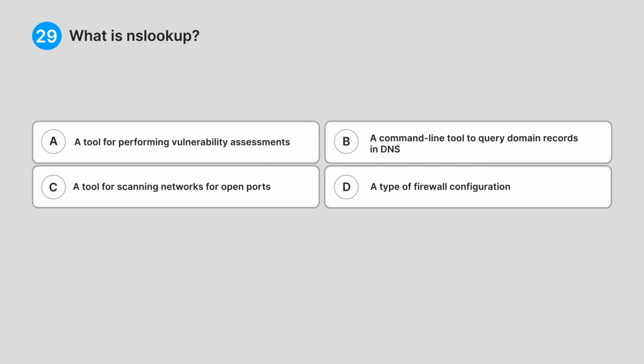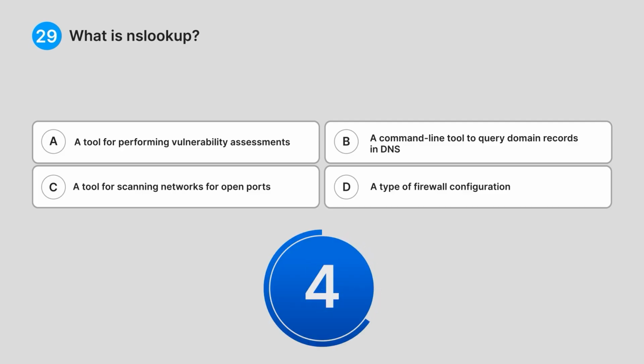29. What is NSLOOKUP? A, a tool for performing vulnerability assessments. B, a command line tool to query domain records in DNS. C, a tool for scanning networks for open ports. D, a type of firewall configuration. Can you guess the answer?